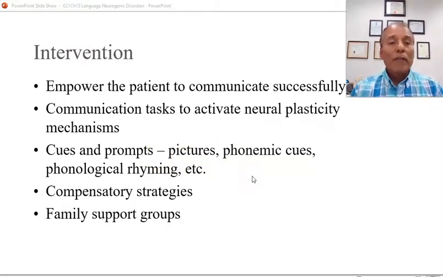So for intervention, the focus is on empowering the patient to communicate successfully, to regain as much of what that patient has lost as possible.